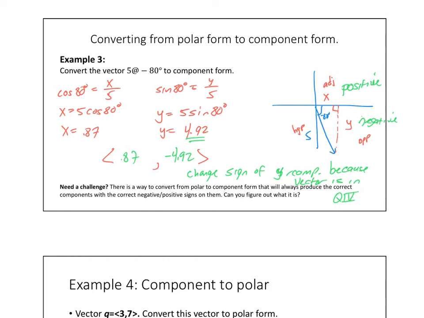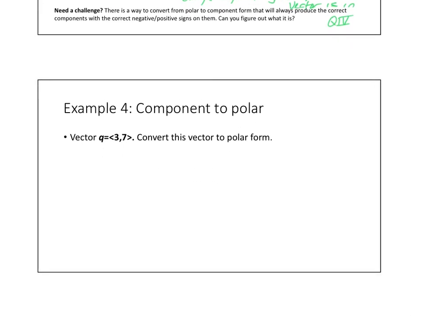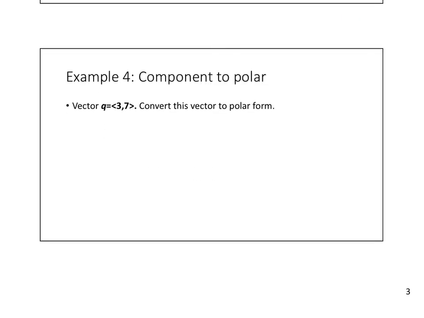I'm going to go ahead and redo example 4 because in class the screen sharing was very delayed. So I'll walk through this example one more time. We're asked to convert a vector from component form to polar form. This vector q, I'll put a little harpoon on top, is in component form 3, 7. So it's 3 horizontally and 7 vertically.